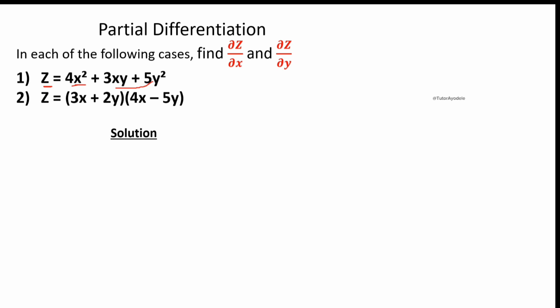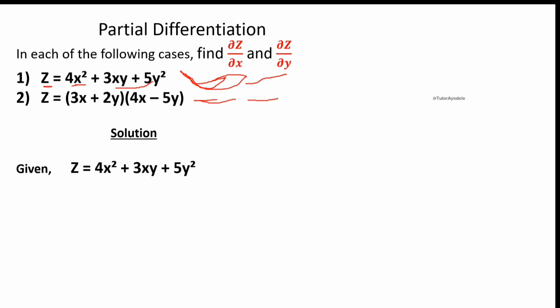For question number 1, we differentiate partially with respect to x, and then we also differentiate partially with respect to y. For question number 2, we differentiate partially with respect to x and also with respect to y. So let's begin. Given that our z from question number 1 is given to be this, I want to differentiate with respect to x, which is this first one.